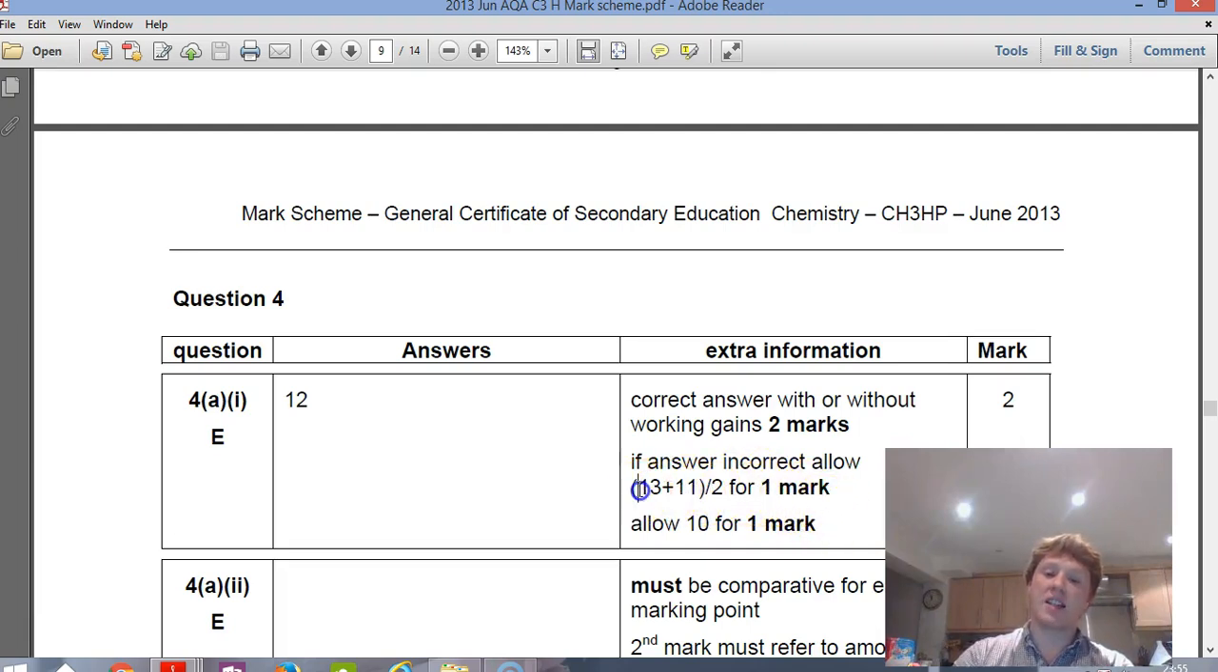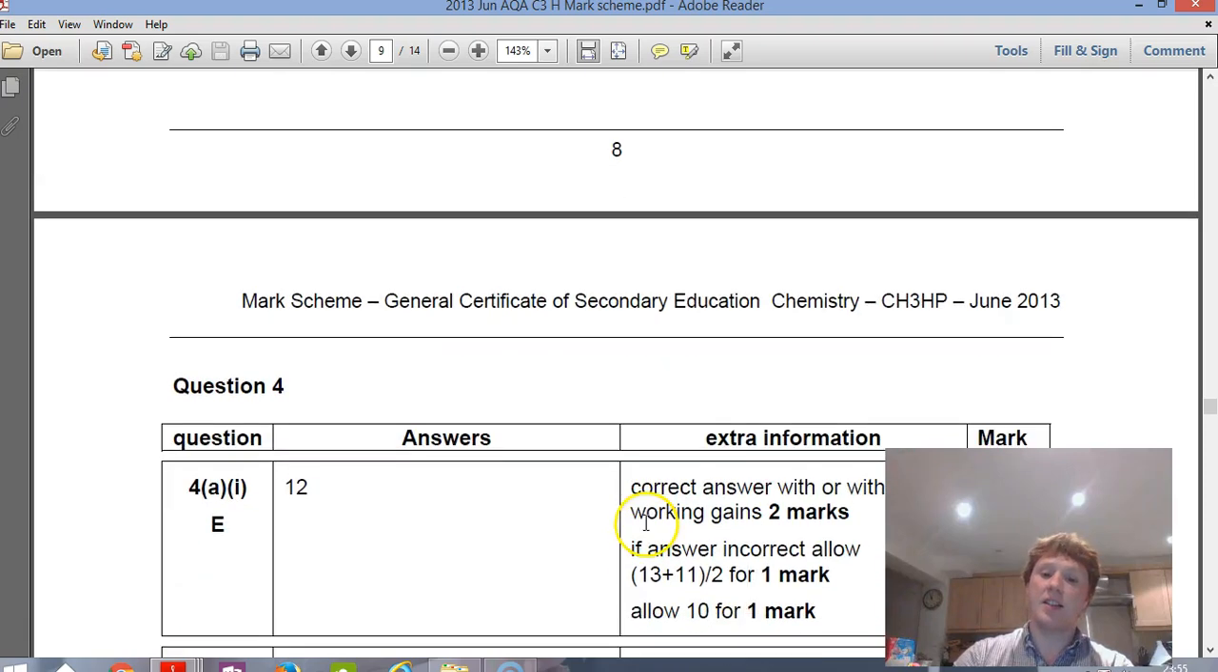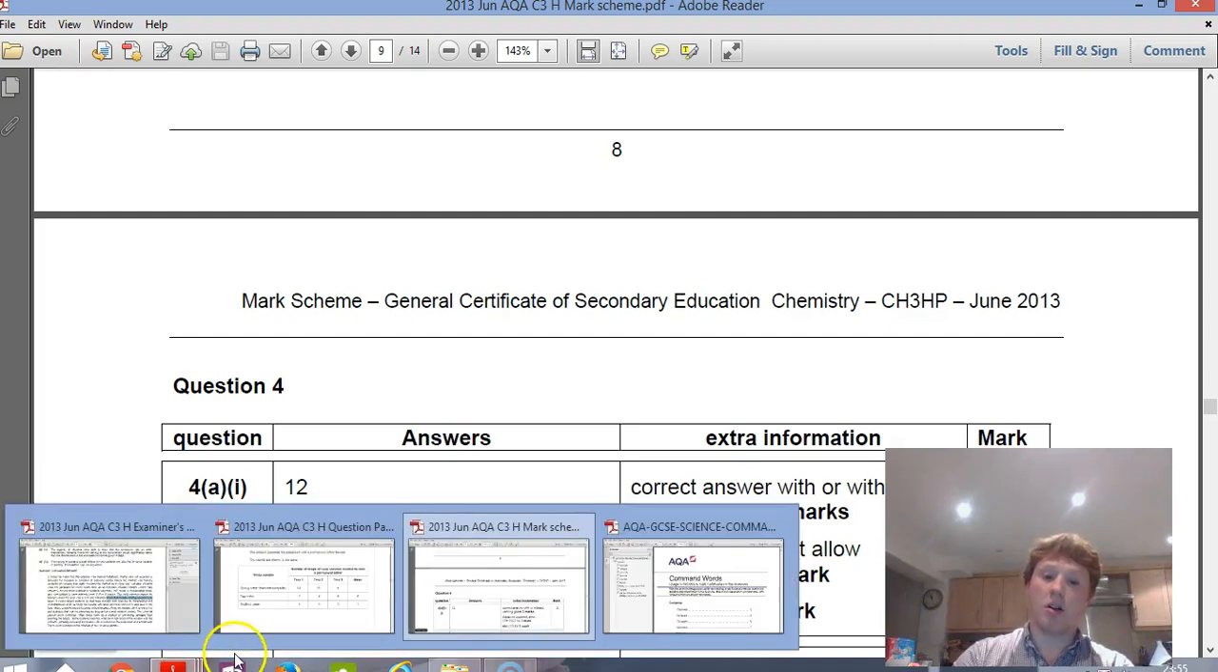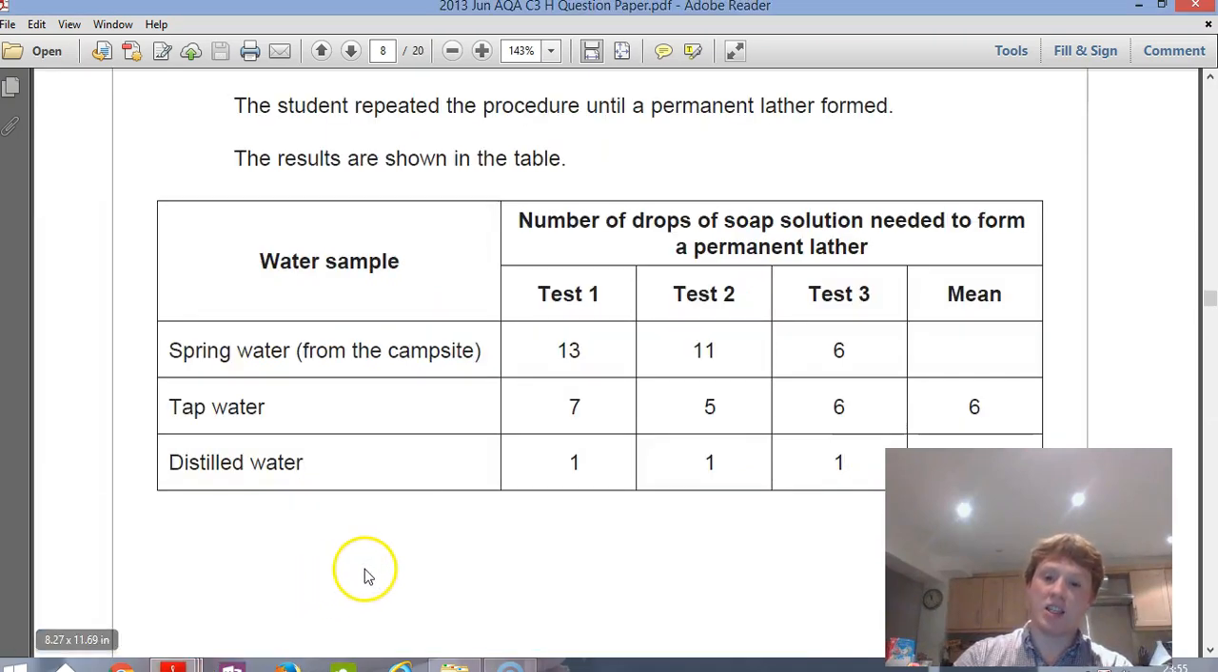If you wrote the incorrect answer but with the correct working, you get 1 mark. If you wrote 10, which is 13 plus 11 plus 6 divided by 3, then you get 1 mark, because you've worked out the average correctly, you just haven't taken away the 6.